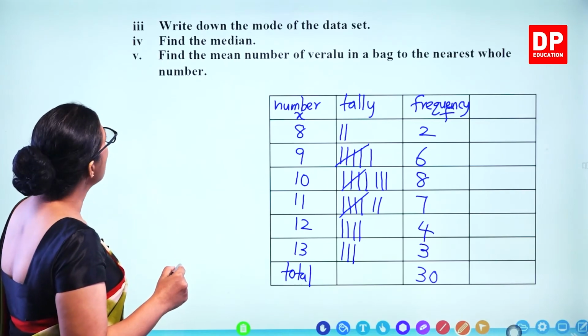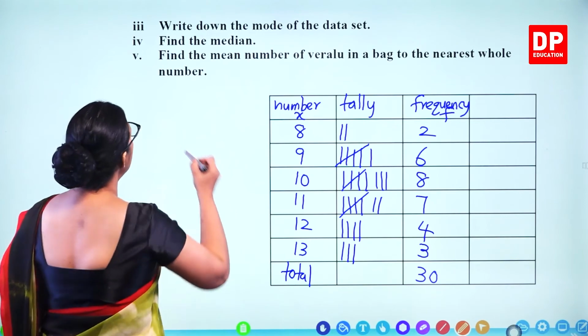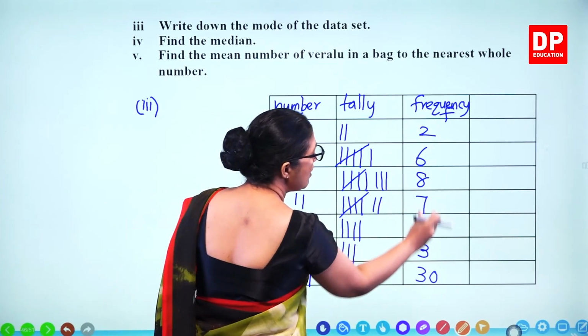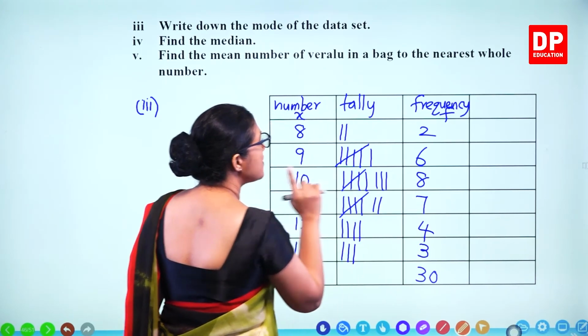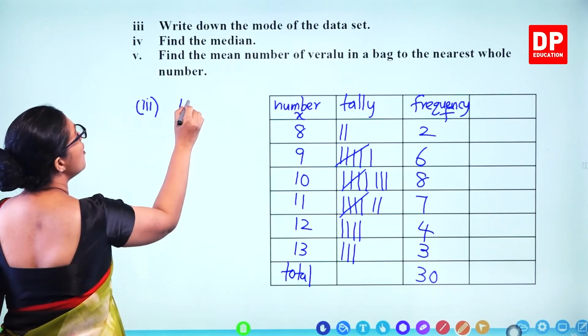Now take the next one. Write down the mode of the data set. So how do you find the mode? Most frequent number. Look at the frequency column and select which has the highest one. So 8 is the highest. So 10 is the mode value.